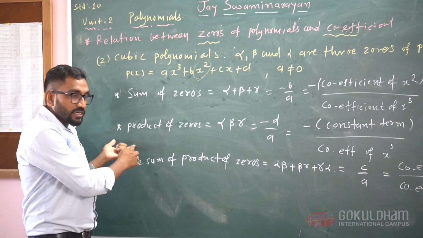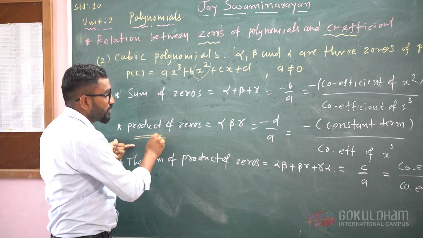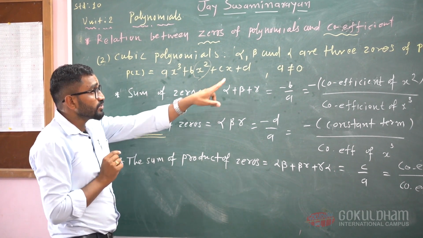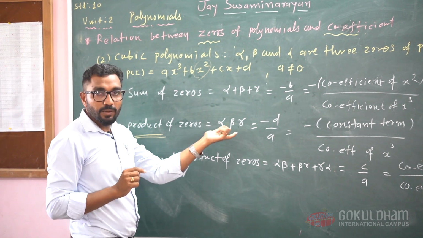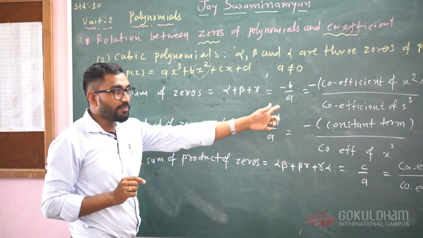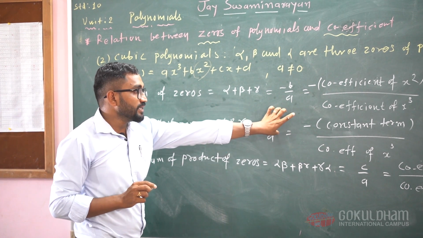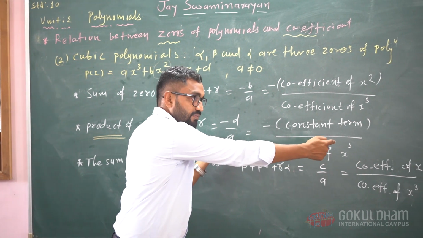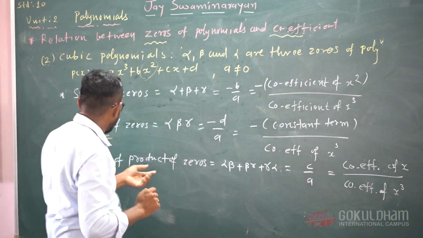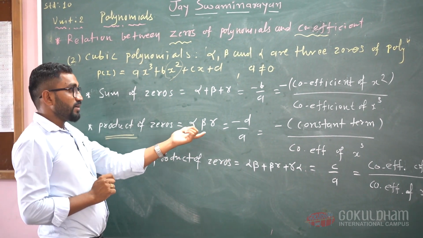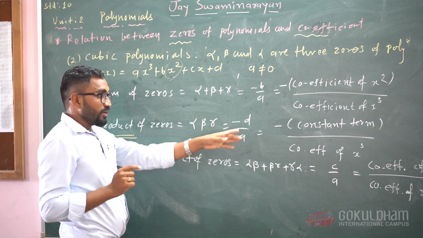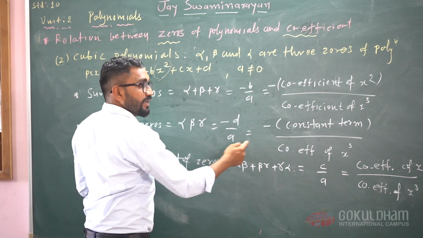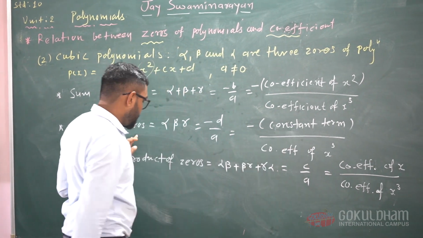Now the product of zeros. The product means multiplication. The product of the 3 zeros, alpha multiplied by beta into gamma, equals minus d by a. d is the constant term and a is the coefficient of x cube. Again, the product of zeros, alpha, beta into gamma, equals minus d by a, where d is the constant term and a is the coefficient of x cube.